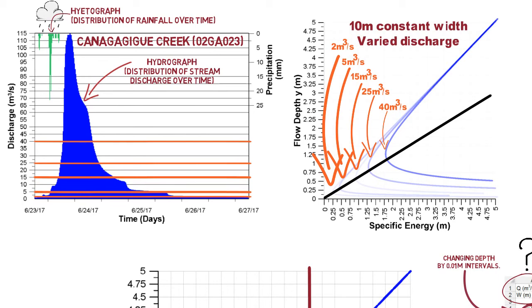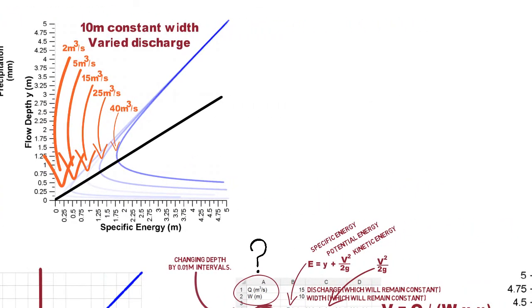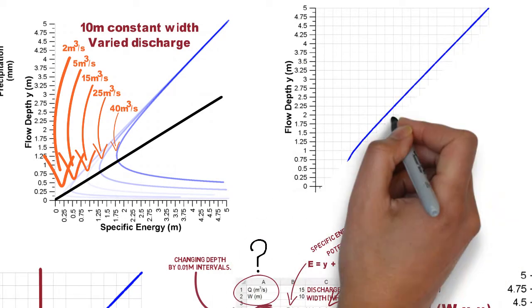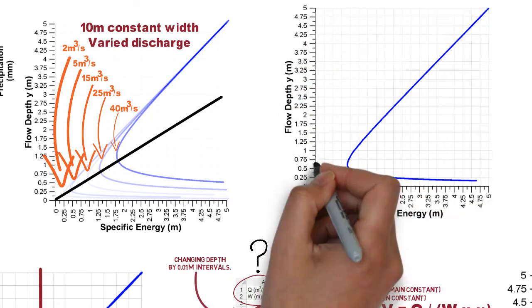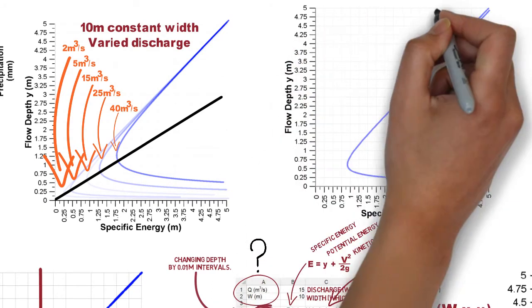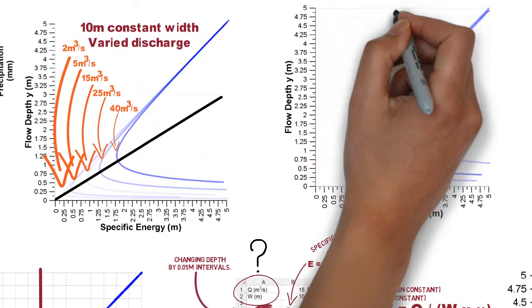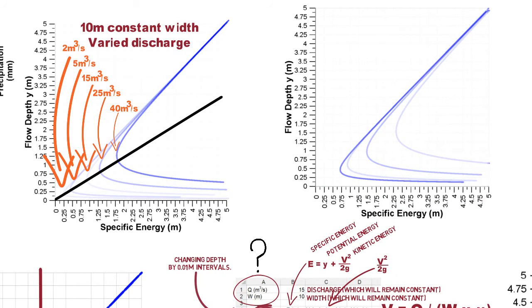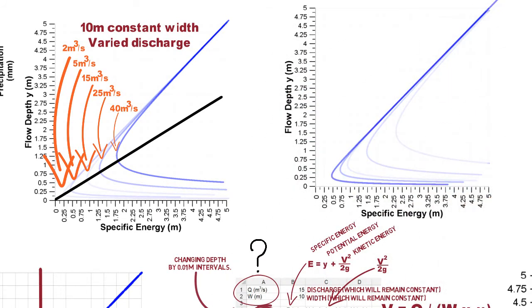Now let's examine a condition where we change the channel width and keep the discharge constant. Again, we're going to recreate the same curve for a 10 meter wide channel, and now we're going to vary the channel width from 2.5 meters, which is the curve to the upper right, and progressively increase to 5, 10, 15, and 30 meter channel widths, which is the specific energy curve that's related to that width on the lower left side.